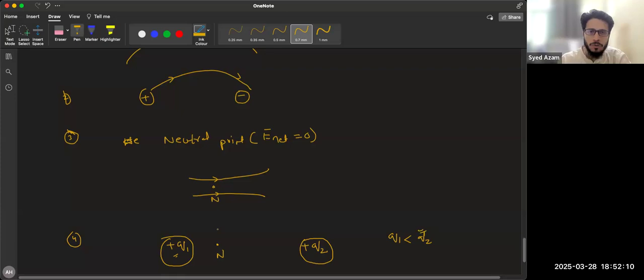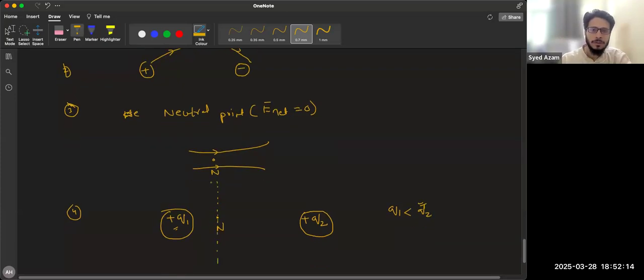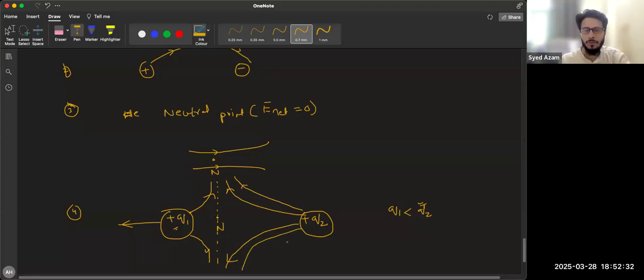So what you will do here is, this is Q1, this is Q1. Field lines are parallel near the neutral point. This is Q2, this is Q2. But since Q2 is greater than Q1, I'm drawing 5 field lines for Q2 and just 3 field lines for Q1. This is it.